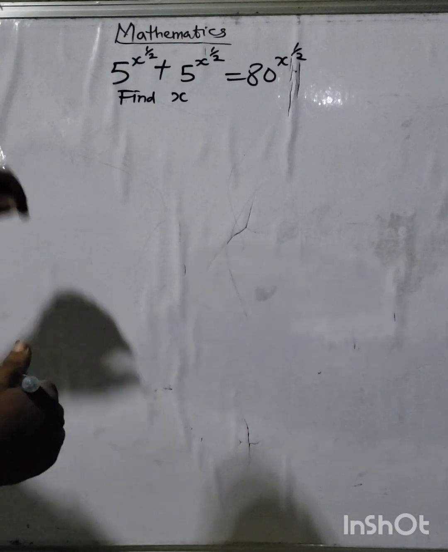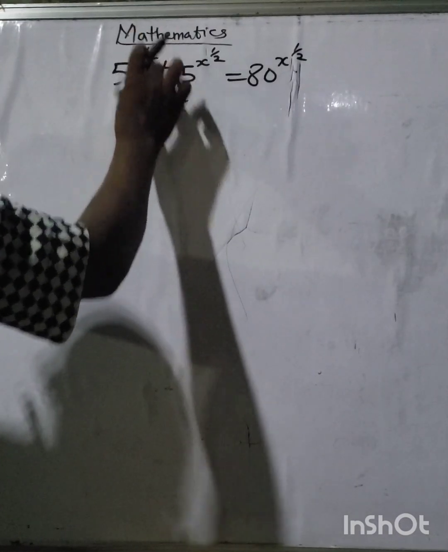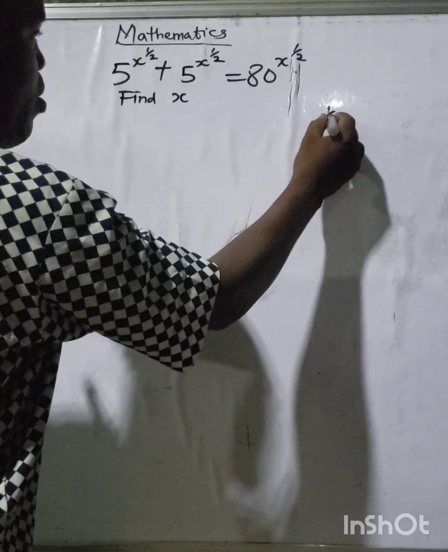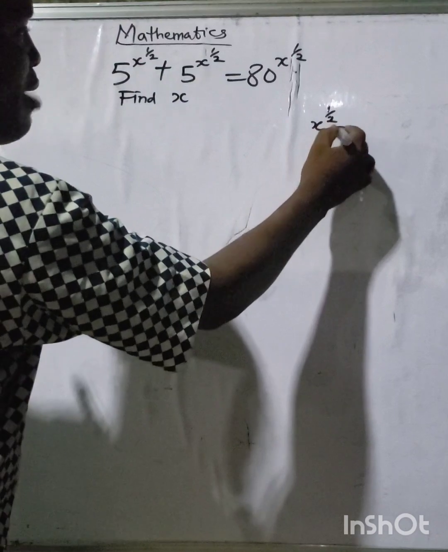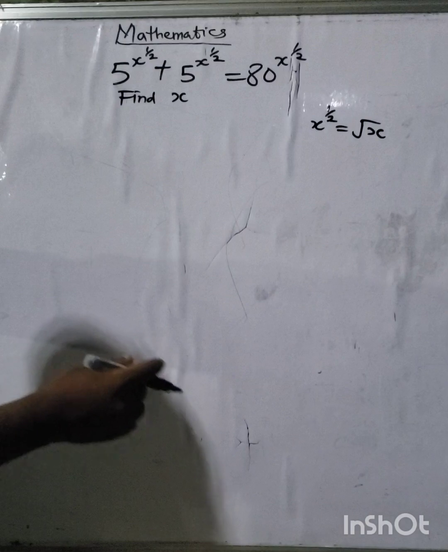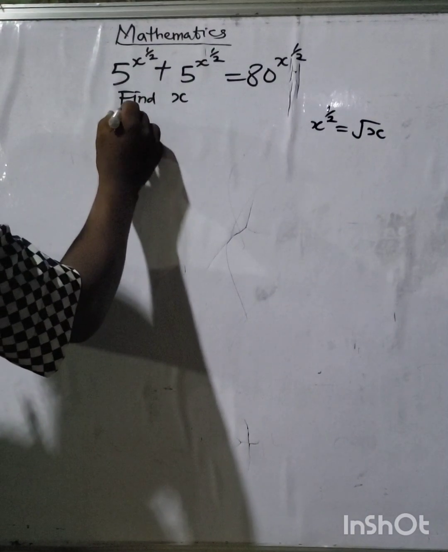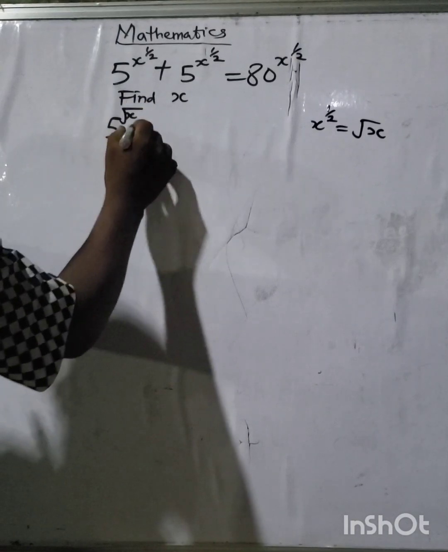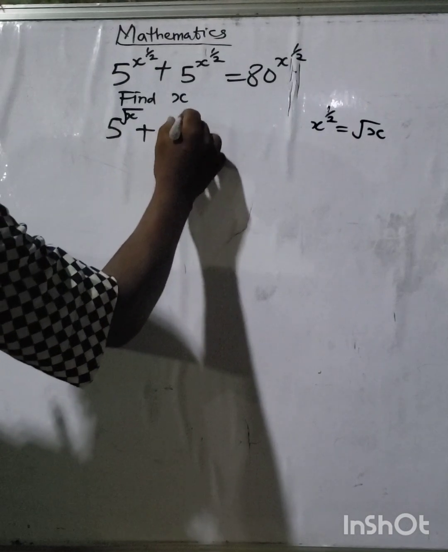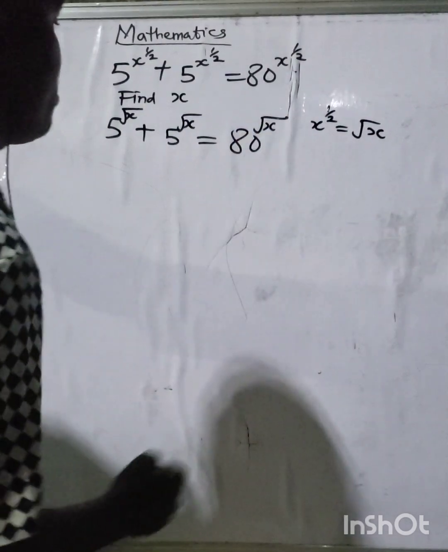It is very simple because in indices, when something has power of half, like s raised to power 1/2, it can also be written as square root of s. In the first place, we can write 5 raised to power √s plus 5 raised to power √s equal to 80 raised to power √s.